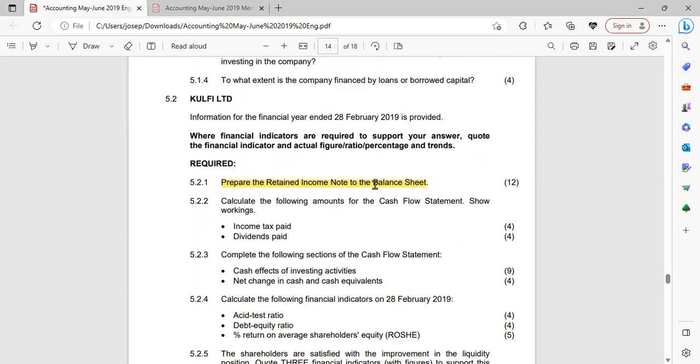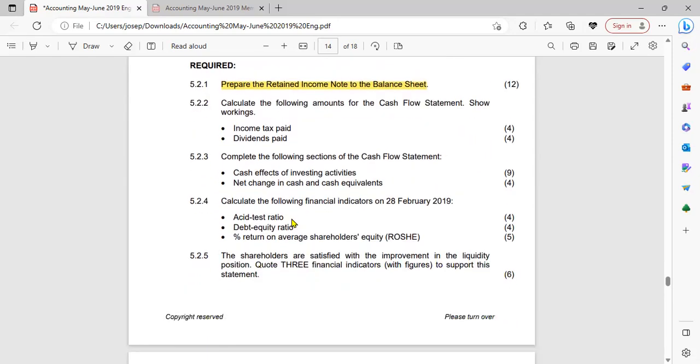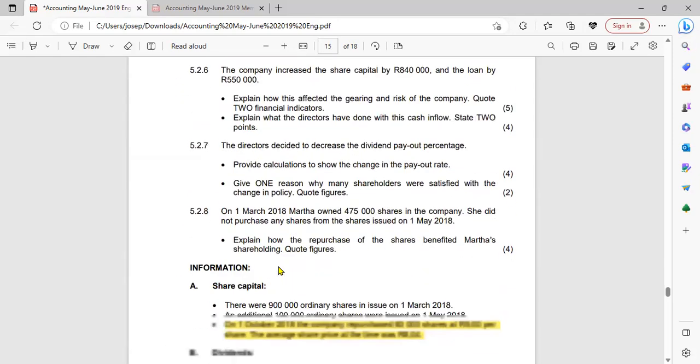Retained income note to the balance sheet. Guys, this is 12 marks. You must put these marks into your pocket. All of these 12 marks, you must put them into your pocket, guys, like I'm telling you. Okay, so let us go to the question paper.